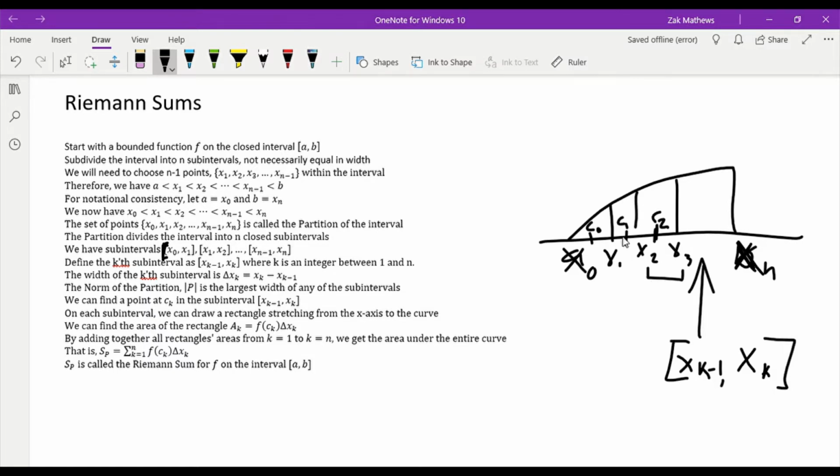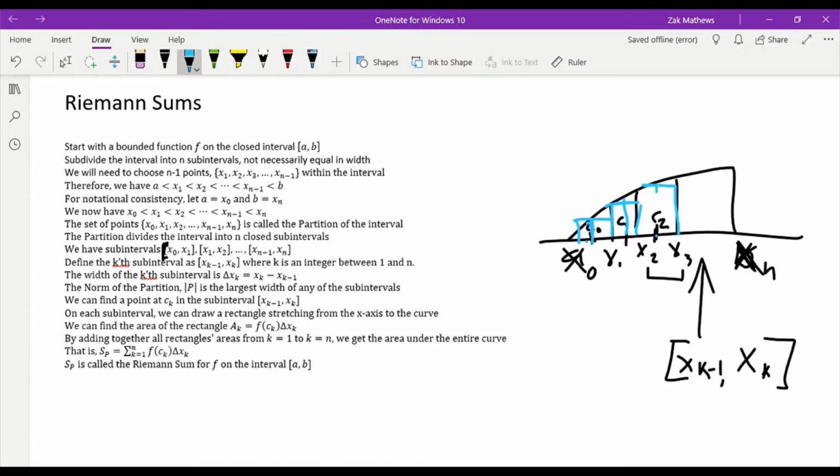I've put those endpoints on there, but I just got to form a top and a bottom. And the way I'm going to form that top and bottom is based on that c sub k. So if that c happens to be right there, that will give me my height, so that would be one of my rectangles. If that c is right there, that'll give me the next rectangle. If that c is right there, then that will give me my next rectangle.